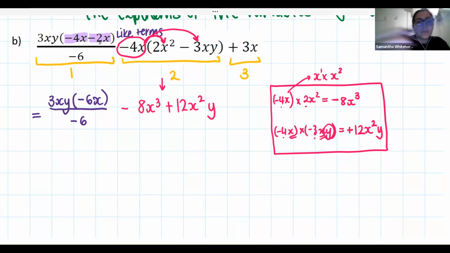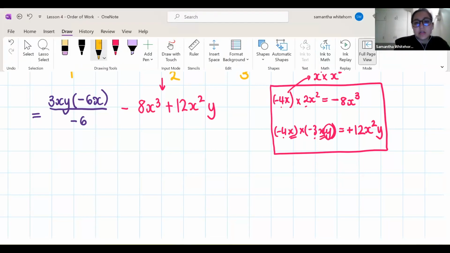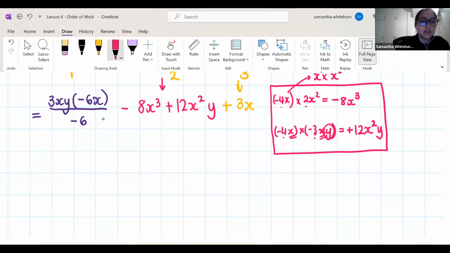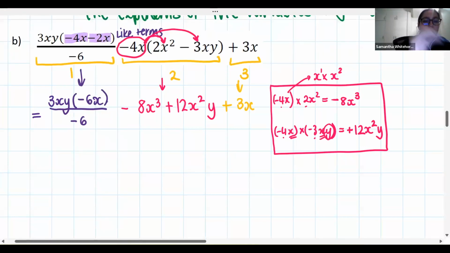My third term has nothing really going on there, so this is just plus 3x. It's not being divided or multiplied, no exponent, nothing like that, so I'll just leave it and deal with it in a second. If I now go back to my first term, I've still got some simplification to do because I've still got the multiplication and the division to deal with. So let's deal with that multiplication.